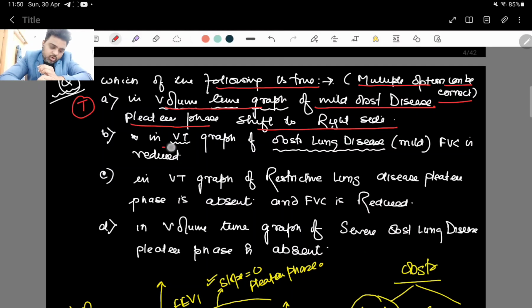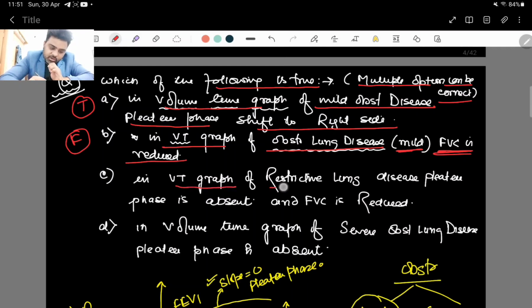Second, in volume time graph of obstructive lung disease mild, FVC is reduced. I have told you that in the volume time graph of obstructive lung disease, if it is mild, FVC is not reduced. FVC is reduced only in severe obstructive lung disease. So this statement is false.